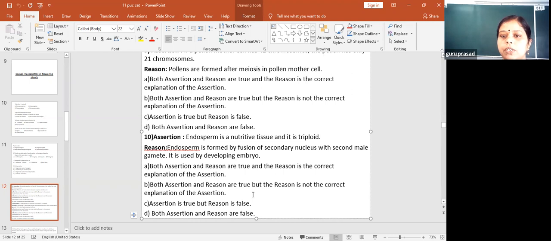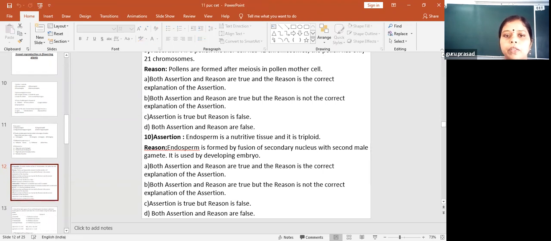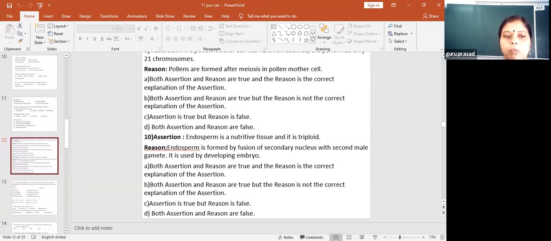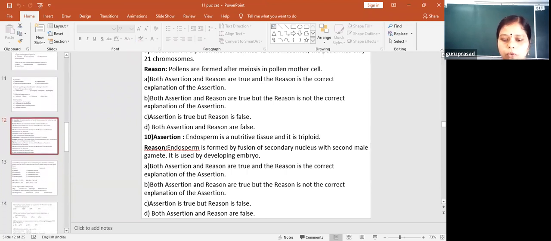Both assertion and reason are true, but reason is not the correct explanation of the assertion. Wrong. Assertion is true, but reason is false. This is also wrong. And both assertion and reason are false. This is also wrong. So which is the correct one? Option number A, alpha. Option A is the correct option for question number 10.